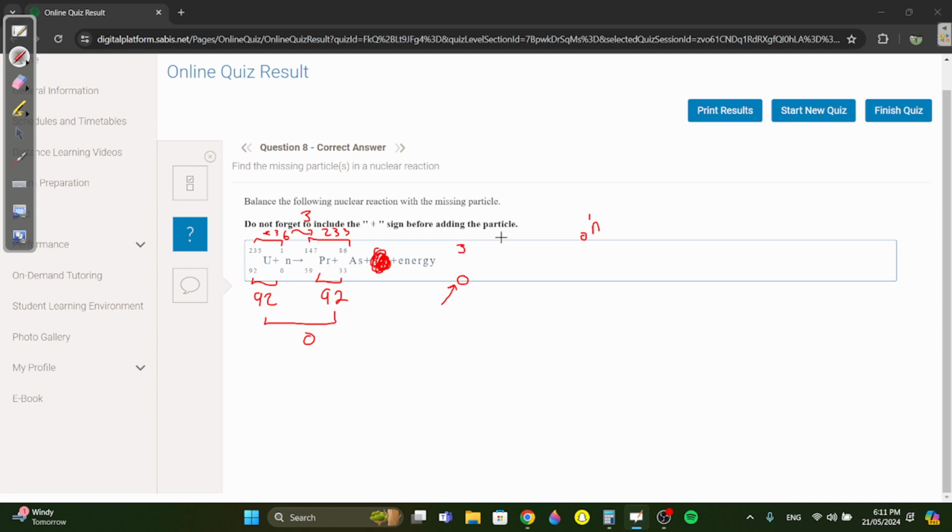But what's the problem? We need 3 mass, not 1. So what do you do? You just put the 3 in front. That means you're multiplying this neutron by 3, right? So you just write, like I wrote here, 3, 0, 1, and then n. Question 9.